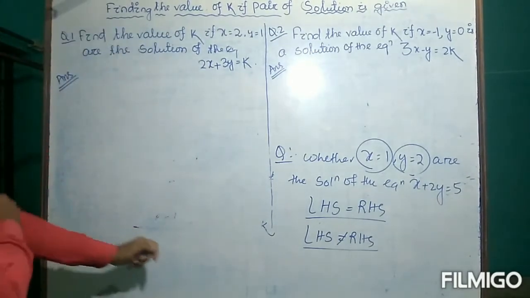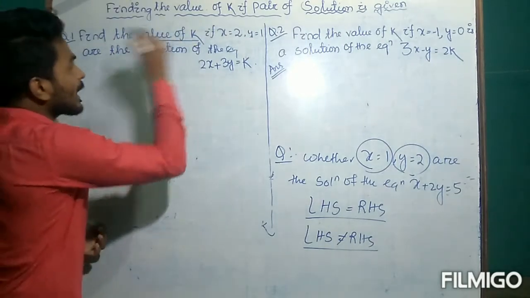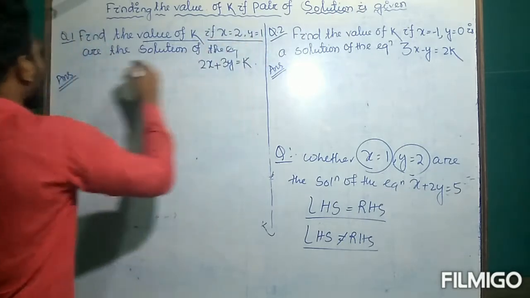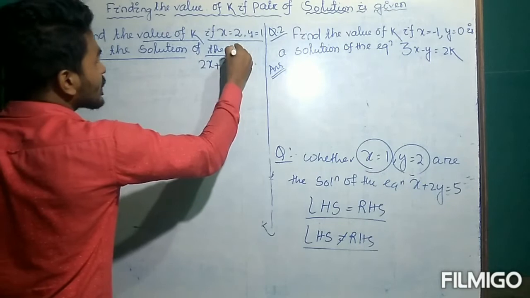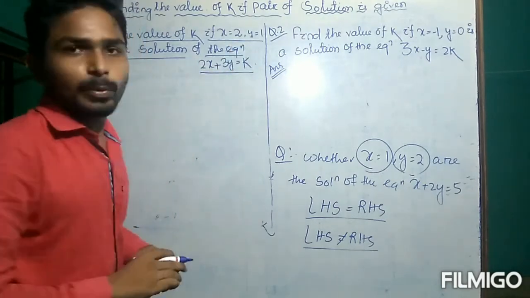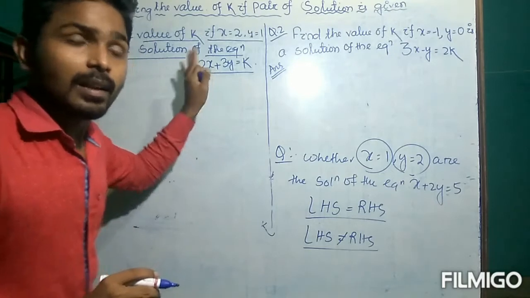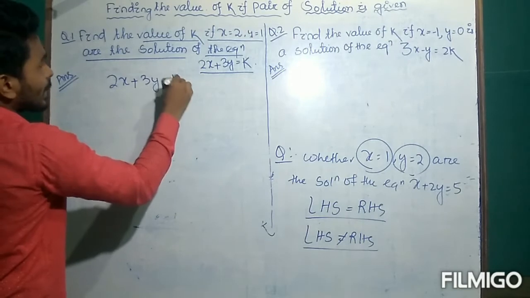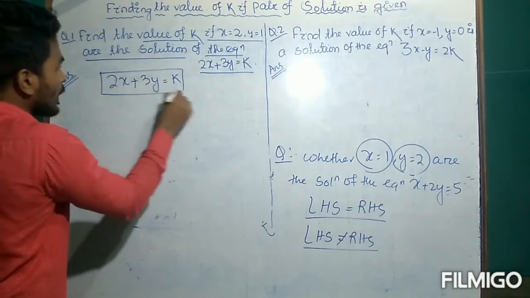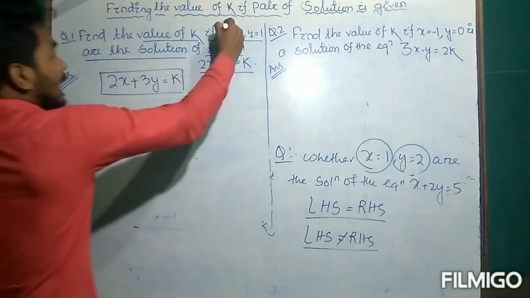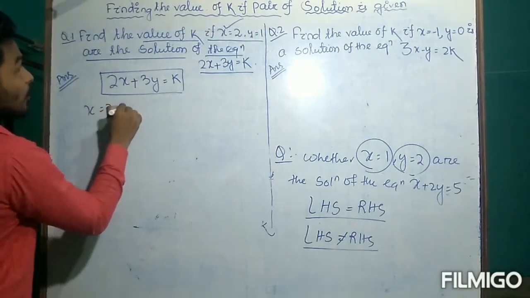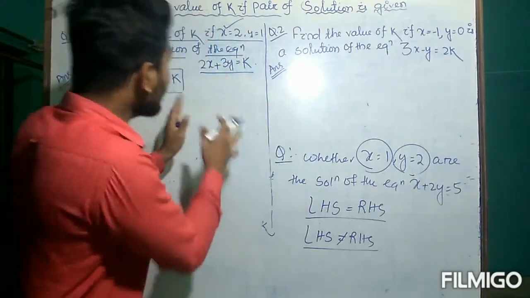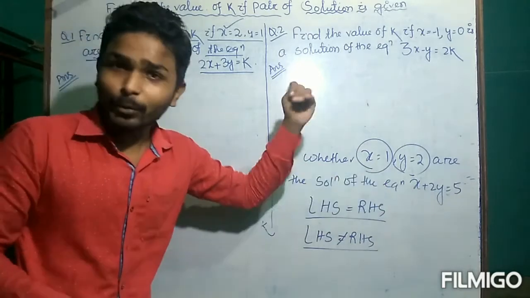The first question is: find the value of k, if x is equal to 2 and y is equal to 1 are the solution of the equation 2x plus 3y is equal to k. That means the linear equation in two variables is 2x plus 3y is equal to k, and it is given that x is equal to 2 and y is equal to 1 are the solution. They are already the solution, it is already given in the question.